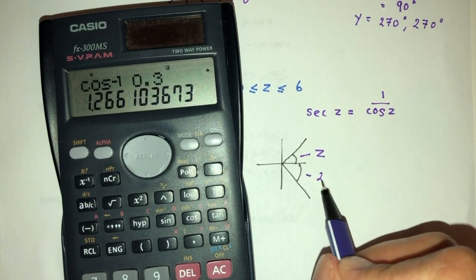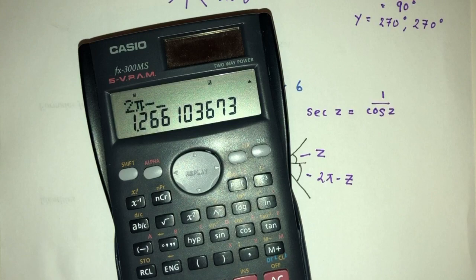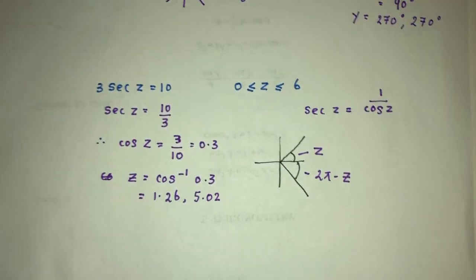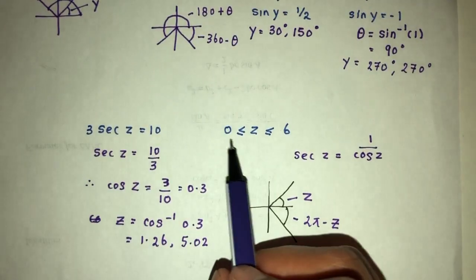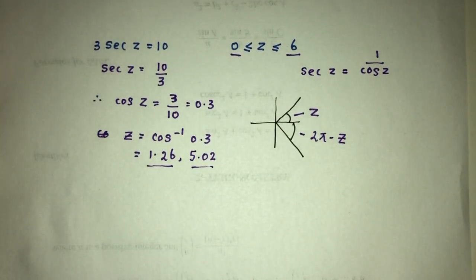1.26. And then we have this one, which is 2 pi minus the angle. So the answer will be this one, 5.02. So between the values of 0 and 6, those will be the two values that we need for the answer. And that is your question number 11.